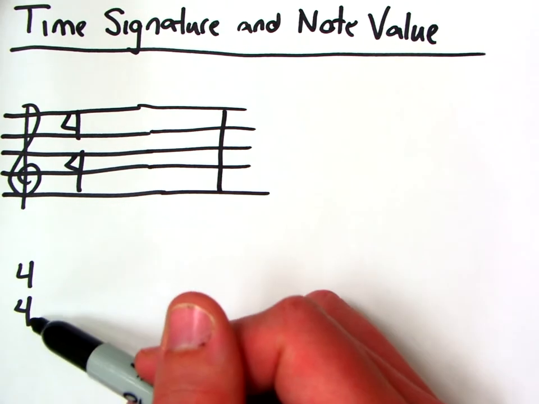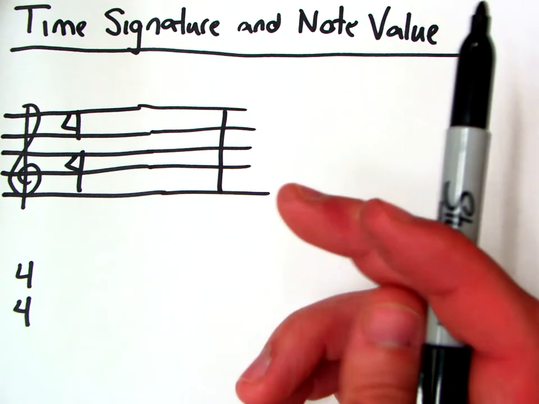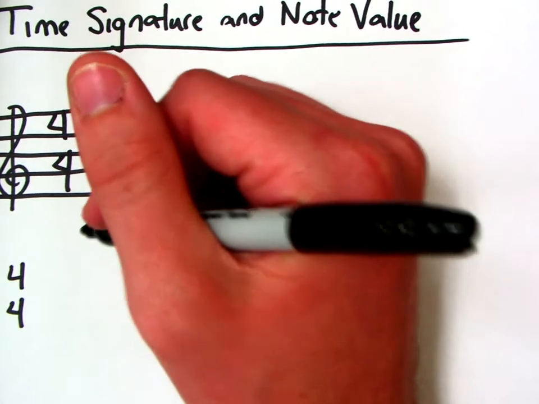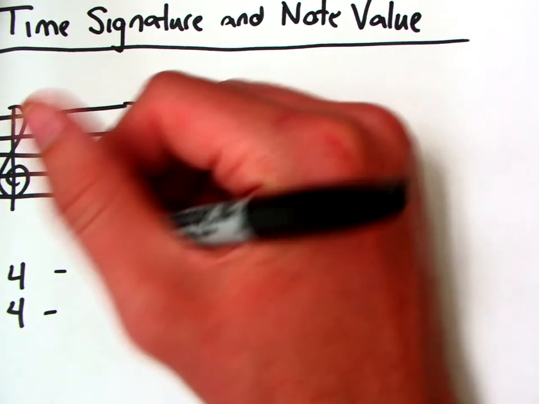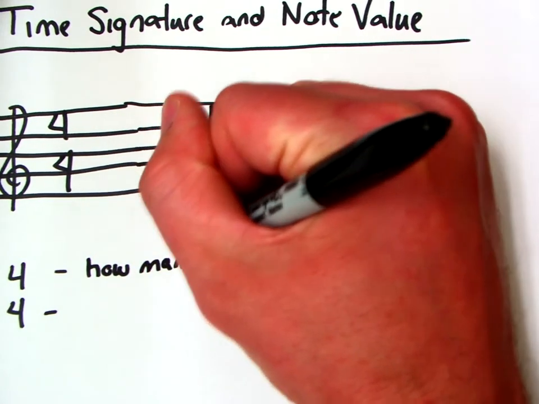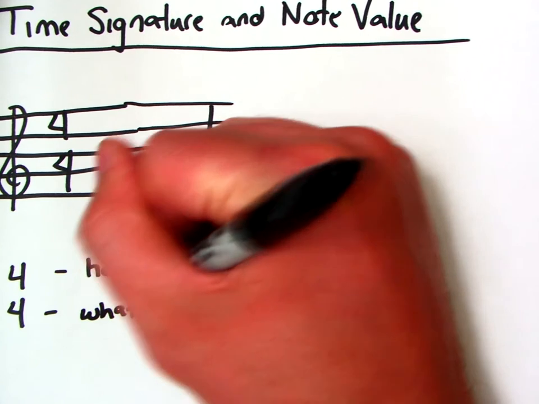Okay? Now, the bottom number, the lower number indicates what type of note receives 1 beat. Okay, what type of note receives 1 beat? So I usually abbreviate and say how many for the top number, how many beats, right? How many beats, and then what type for the bottom.